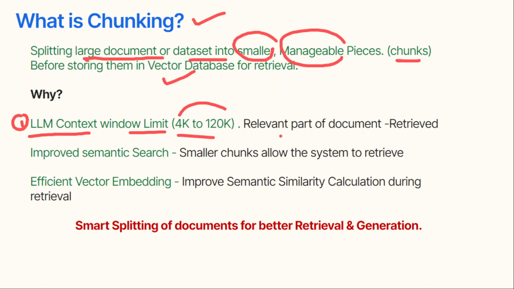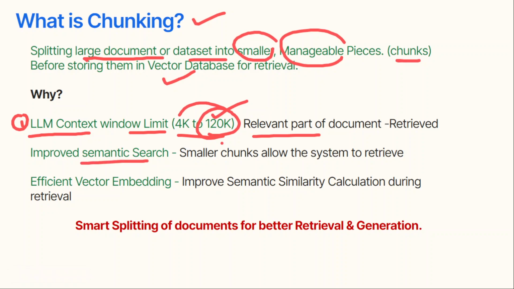So that only the relevant parts of the document can be retrieved, right? It is very important to follow this, as the LLM has only this window. The LLM cannot accept or generate data beyond this 120K size. So it is very important to give data which is relevant to your context. That's the first reason.